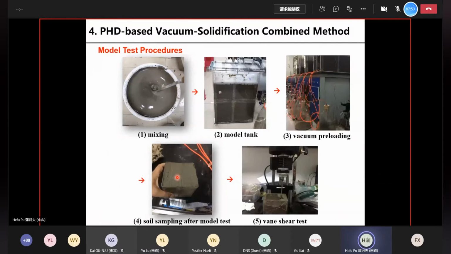This is the test procedure. So we mix the slurry, and then we place the slurry into the model tank, and then we start the vacuum pump. And after the model test, the slurry is turned into soil. So we take out the soil sample for other types of tests, such as strength testing.